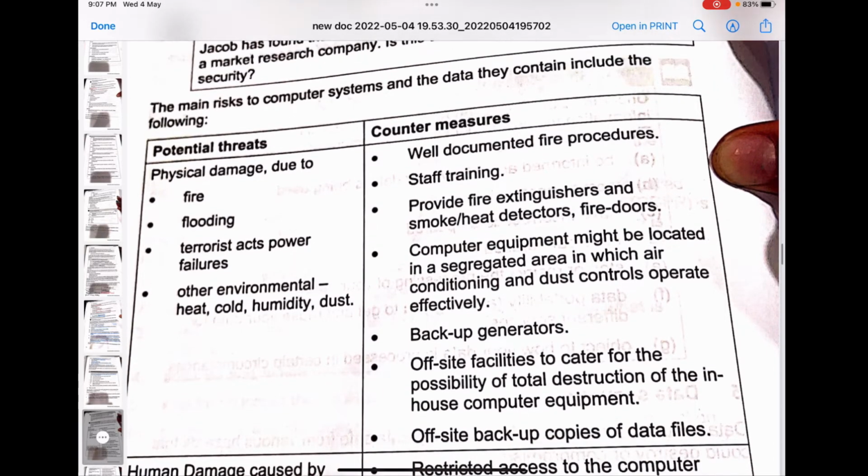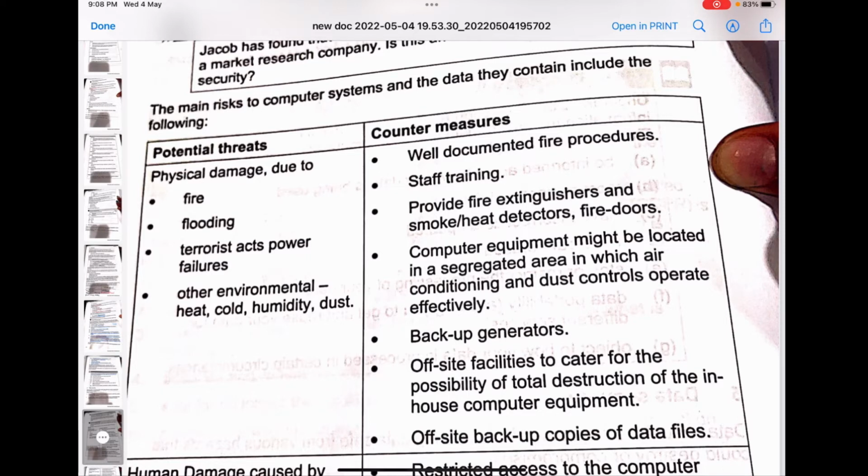The main risks to computer systems and the data they contain include the following: what are the potential threats? Physical damage due to fire, flooding, terrorist acts, power failure, other environmental factors, heat, cold, humidity, dust. Countermeasures. What are the measures which an organization can take for this? Well documented fire procedures, staff training, provide fire extinguishers and smoke and heat detectors, fire doors.